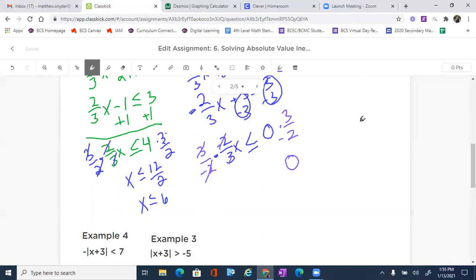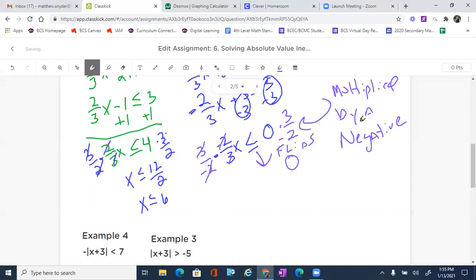Now, the one thing we did, notice this, is we multiplied by a negative. Anytime you multiply or divide by a negative, the inequality flips. So it needs to be greater than, so x is greater than or equal to 0. So there are our solutions: x is less than or equal to 6, and x is greater than or equal to 0.